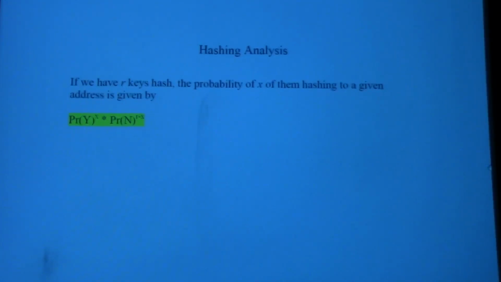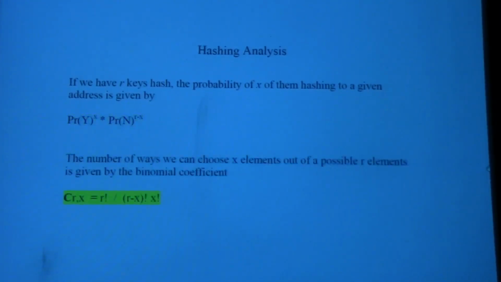So if, for example, I have 6 keys, that means that r is going to be 6. The probability of 2 hashing is going to be the probability of y to the second, times the probability of no to the fourth, like that. But of course, that only describes the first 2 hashing correctly to the slot, and the 4 not going to the same slot. This also can happen in many other ways, and the number of ways it can happen is if we take all of the R records and we do a binomial coefficient of R choose X. So that's how many successes we have.